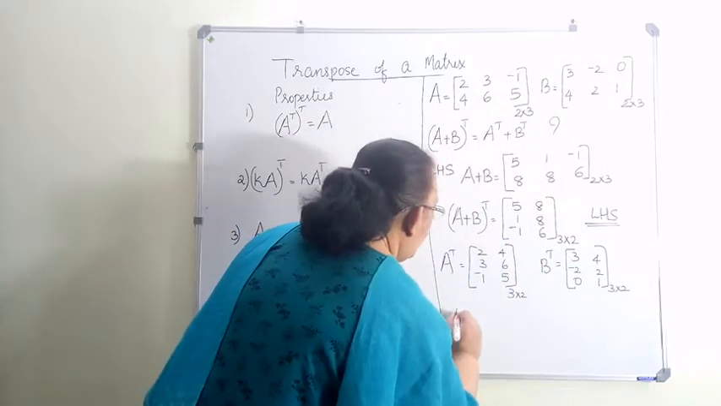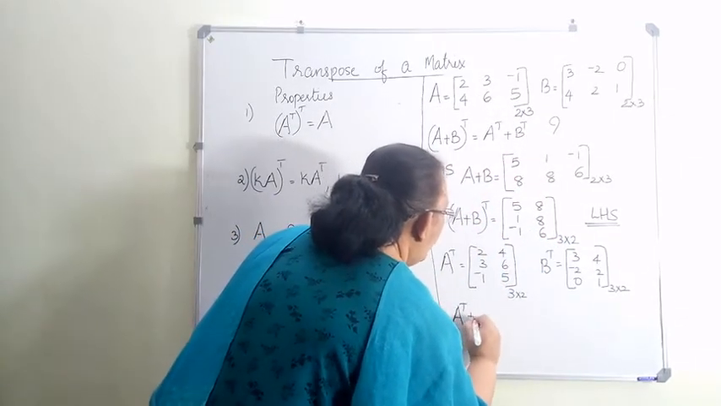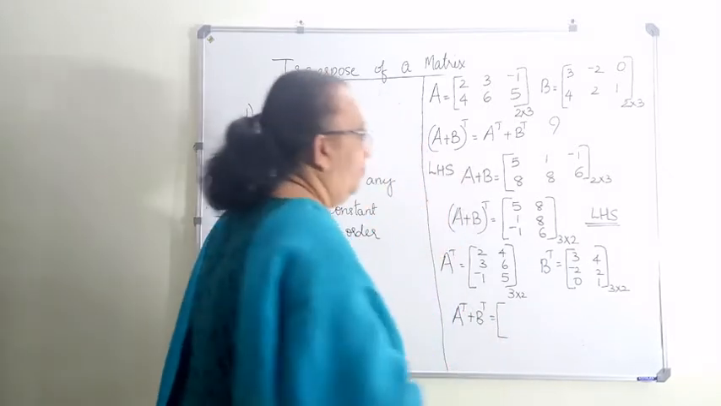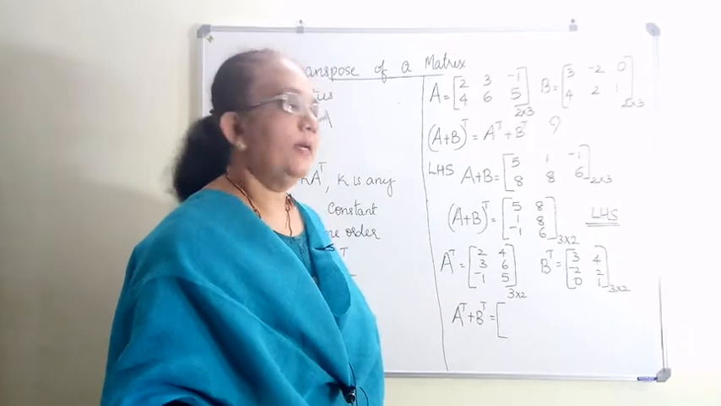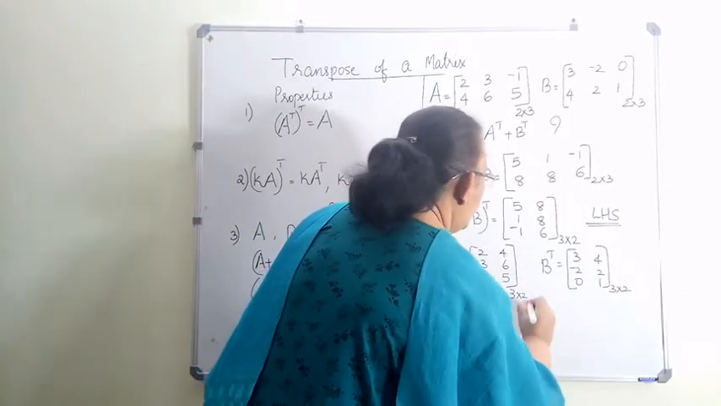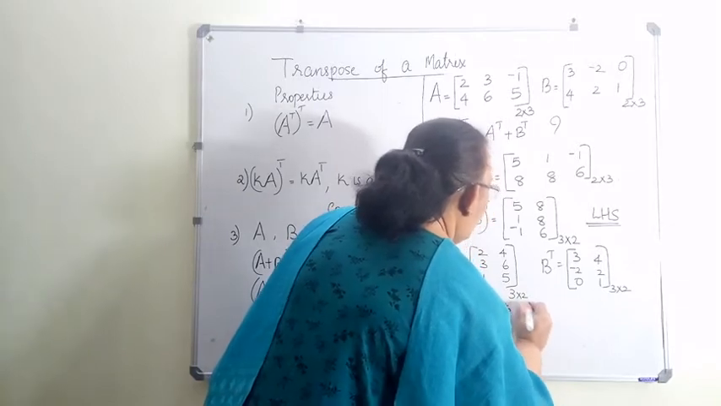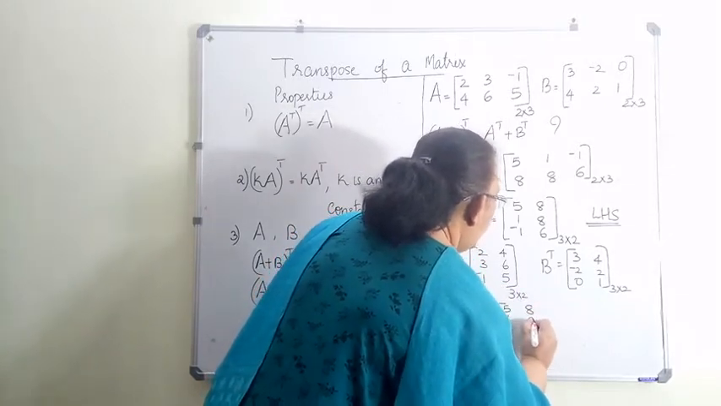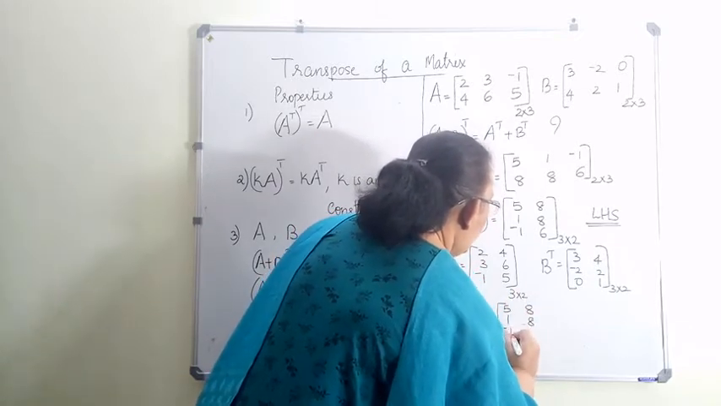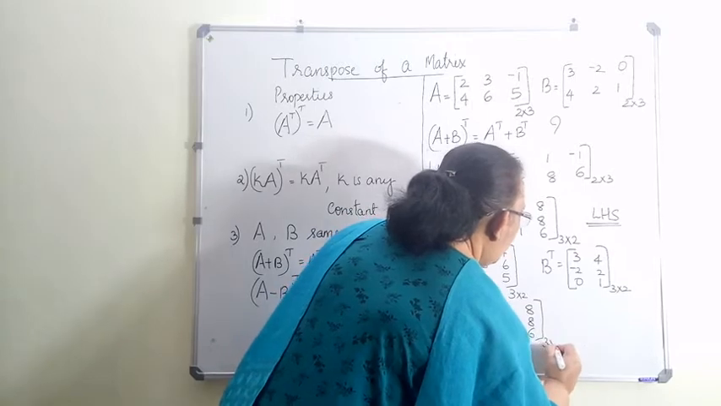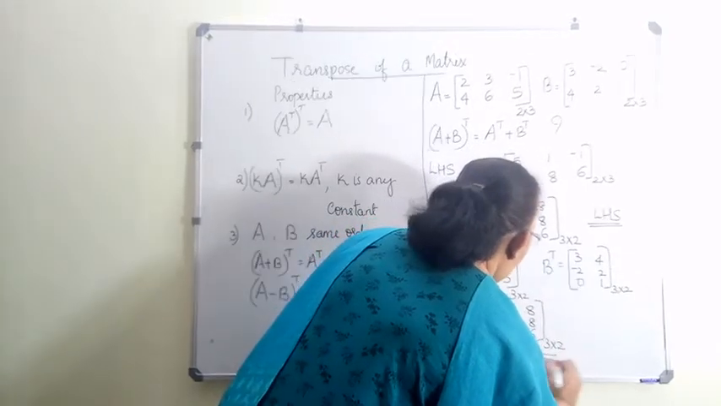Now, we have to find A transpose plus B transpose, what should you do? Add the corresponding elements. 2 plus 3, 5. 4 plus 4, 8. 3 plus minus 2, 1. 6 plus 2, 8. Minus 1 plus 0, minus 1. 5 plus 1, 6. And it's of order 3 by 2. Now, let us see.